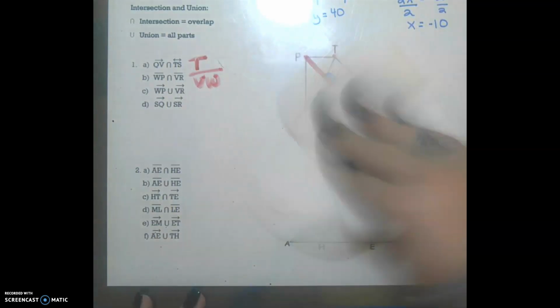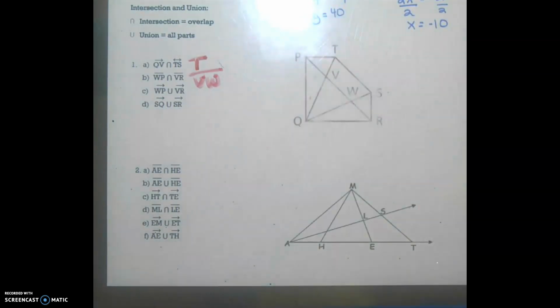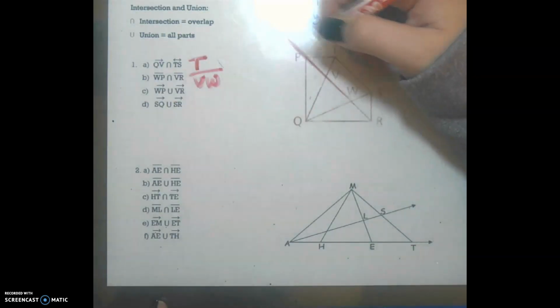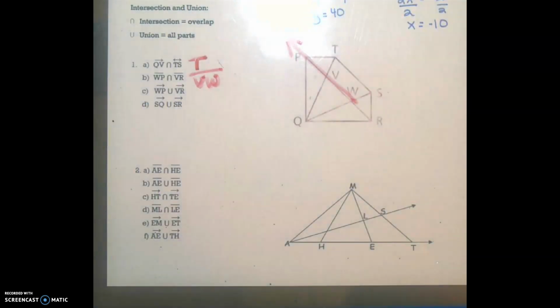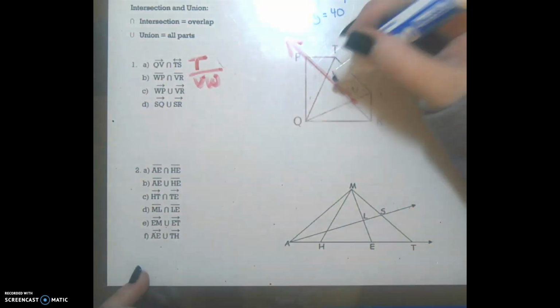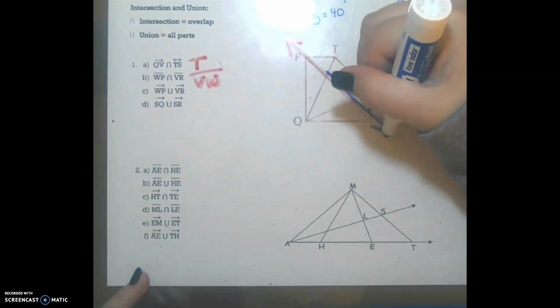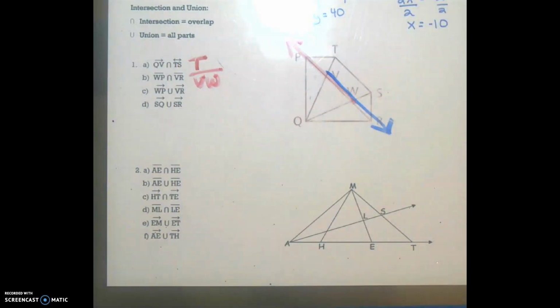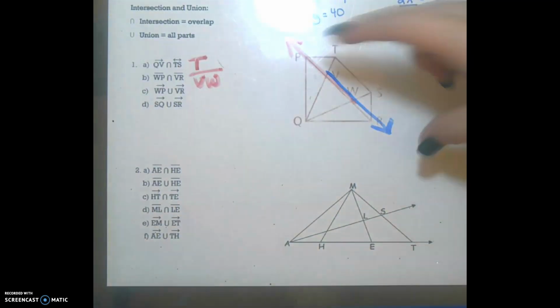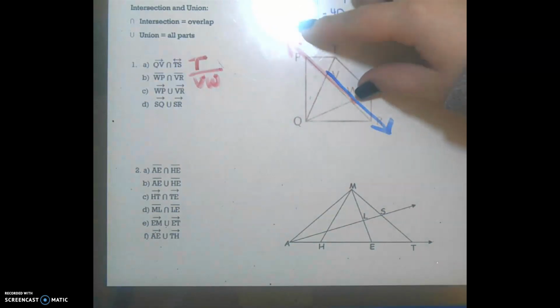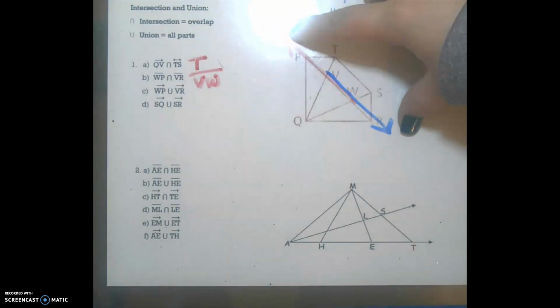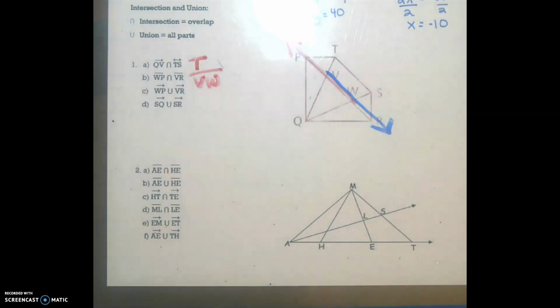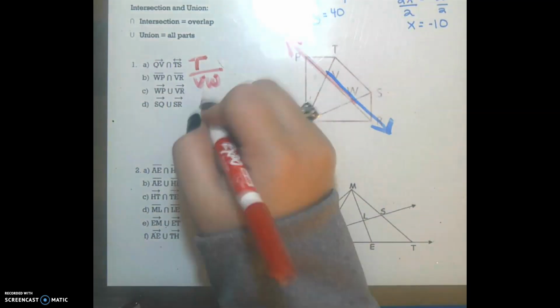All right, next one, we have a union. So remember, union is all the parts. Of ray WP, which goes here, and ray VR. When I combine ray WP and ray VR, I get this entire line. So that is going to be line PR.